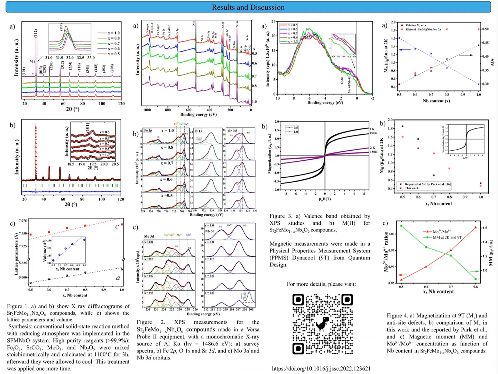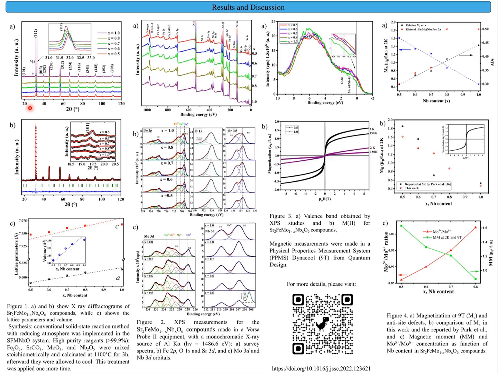properties. Results and discussion. The compounds were synthesized by solid-state method in a hydrogen atmosphere with x equal to 0.5, 0.6, 0.7, 0.8, and 1.0. Figure 1 shows that the compounds were obtained in a pure phase. A shift of the main peak to lower angles is also identified. This indicates an increase in the lattice parameters, and this confirms that we have the introduction of niobium at the molybdenum sites.